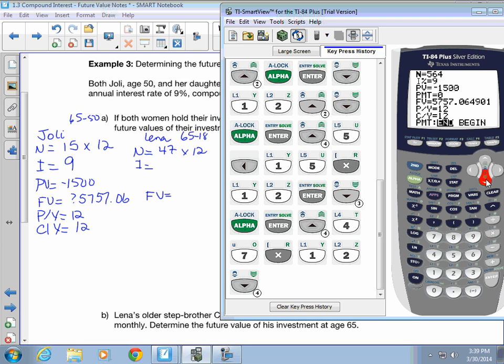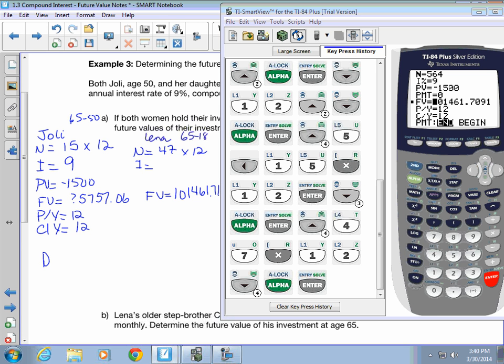So if we go to future value, hit alpha, and enter. At the end of her investment, she is going to have $101,461.71. So the difference then is going to be 101,461.71 minus 5,706. So $95,704.65 difference for the two of these ladies.